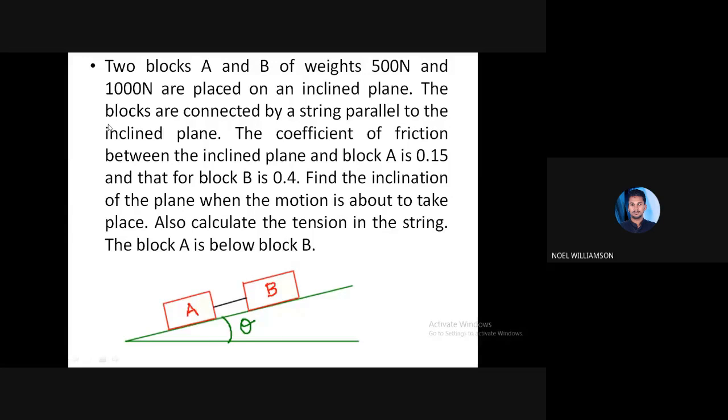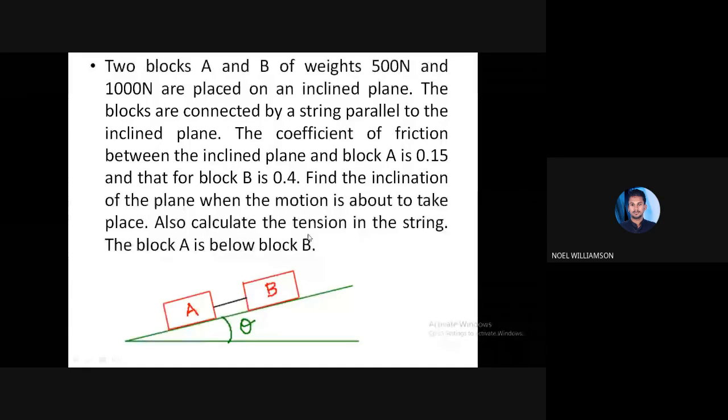So take down the question. Two blocks A and B of weights 500 Newton and 1000 Newton are placed on an inclined plane. The blocks are connected by a string parallel to the inclined plane. The coefficient of friction between the inclined plane and block A is 0.15, and that for block B is 0.4. Find the inclination of the plane when the motion is about to take place. Also, calculate the tension in the string.